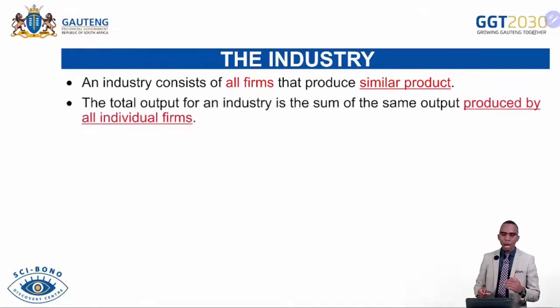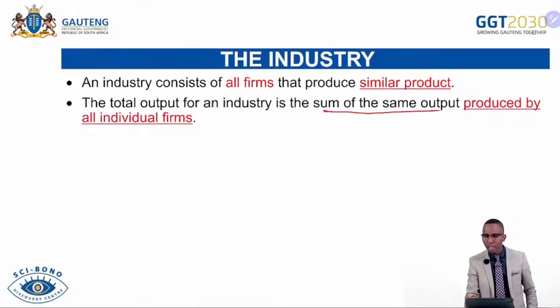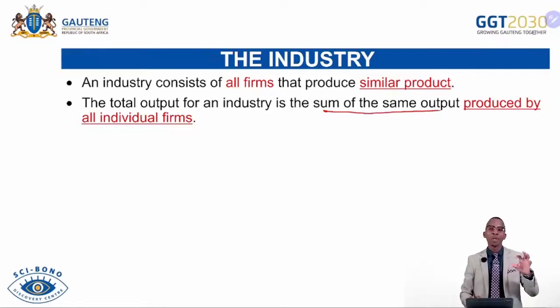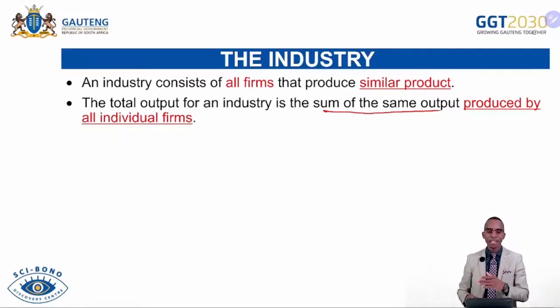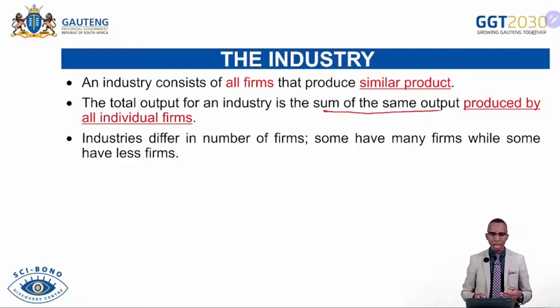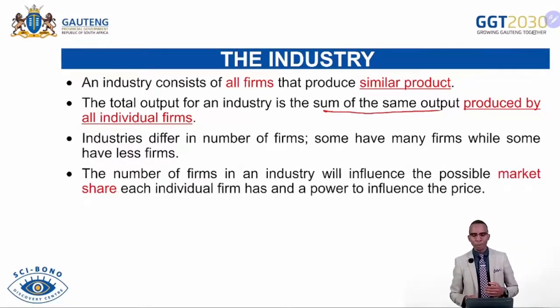And then the total output for the industry is the sum of all the output produced by the different individual firms. So if one firm is producing 20 items, another firm is producing 10,000, another firm is producing 1 million, we add the whole of that output and put it together, and it will give us the output for the whole industry or for the whole market. While each firm has its own small portion of output that it produces in order to maximize its profits. Industries differ in number of firms. Some have many firms, while some have fewer firms. The number of firms in an industry will influence possible market share.